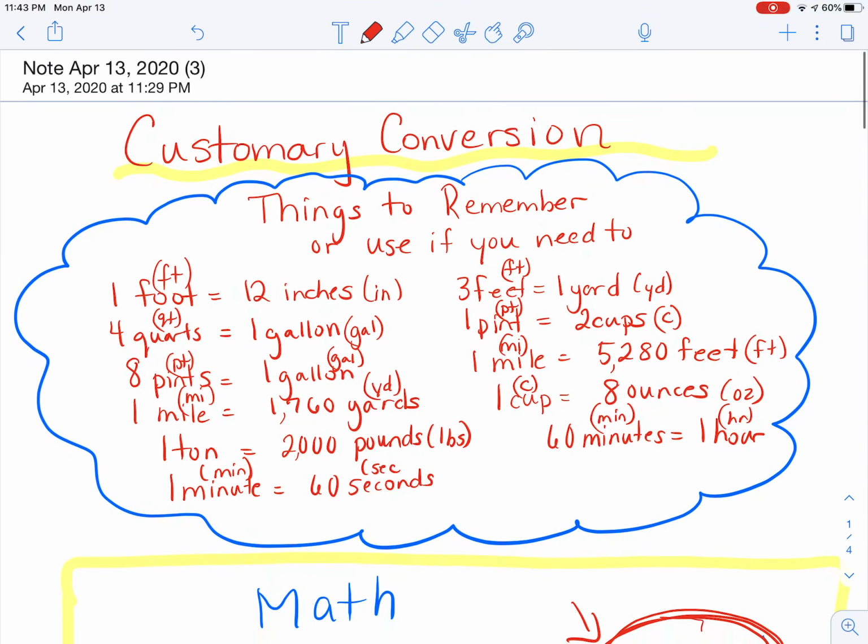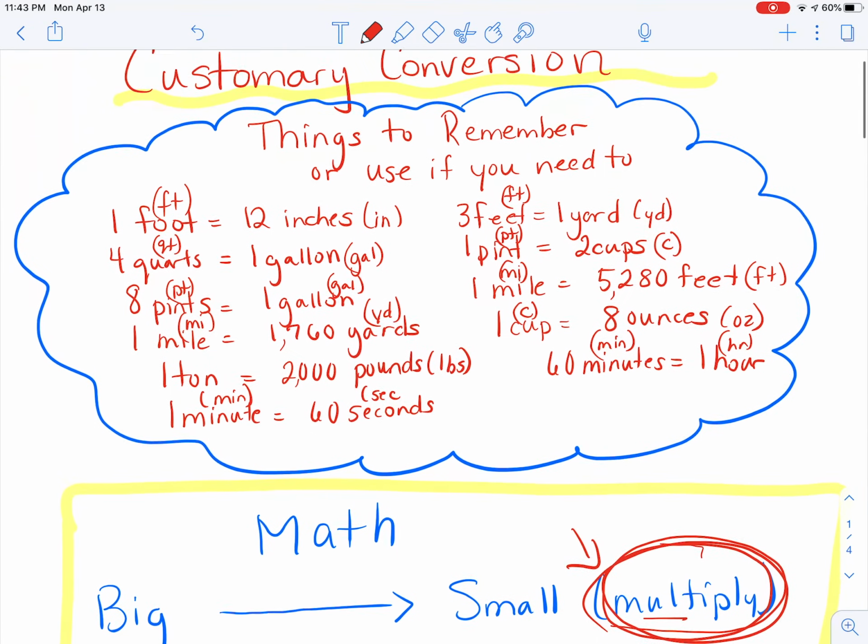So remember, you want to be able to keep this information that's in the blue cloud handy if you need it during your quizzes. Remember, if you're going big to small, you multiply. If you're going small to big, you divide.